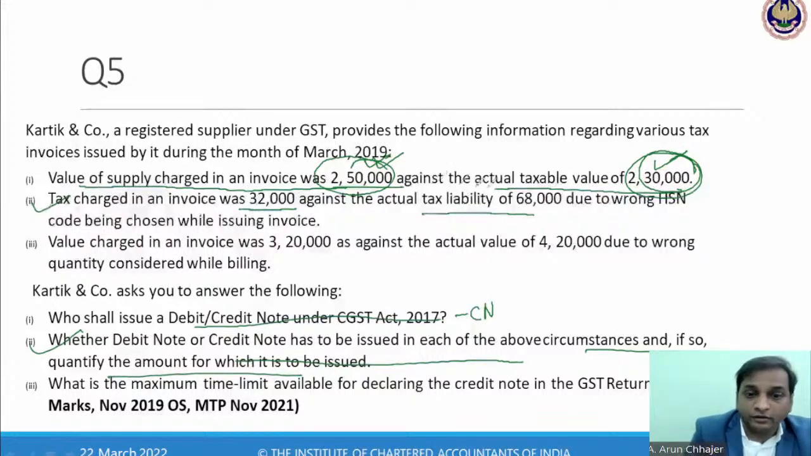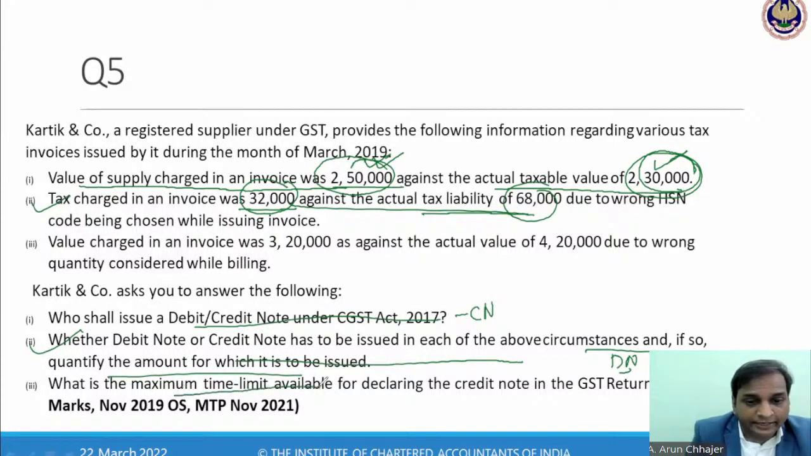So the tax is being charged 32,000 against the actual tax liability. So what will you issue? You will issue the debit note for what amount? The differential amount, 68 minus 32.